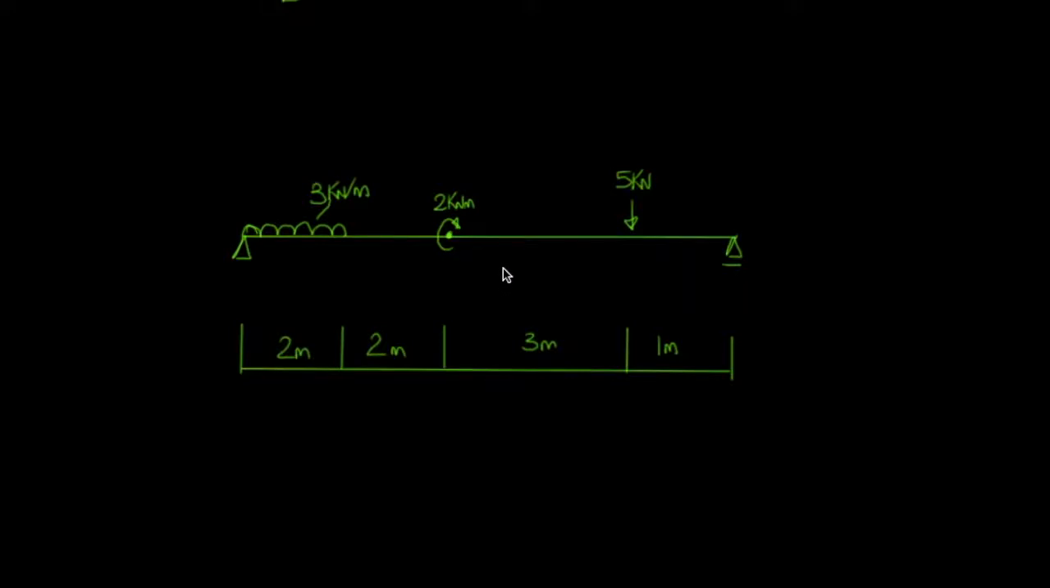Welcome to my second example on how to calculate bending moment and shear force in a simply supported beam. In this example, we've got an 8 meter long beam with three different types of loads on it. We've got a 3 kilonewton per meter line load, a 2 kilonewton meter bending moment located 4 meters along the beam, and located 7 meters along the beam, we've got a 5 kilonewton point load.